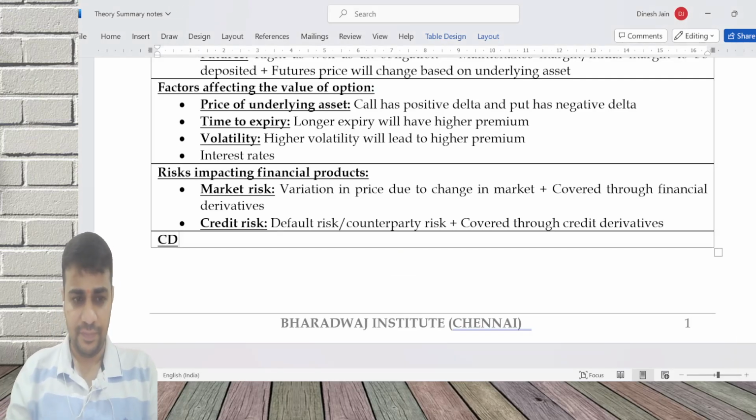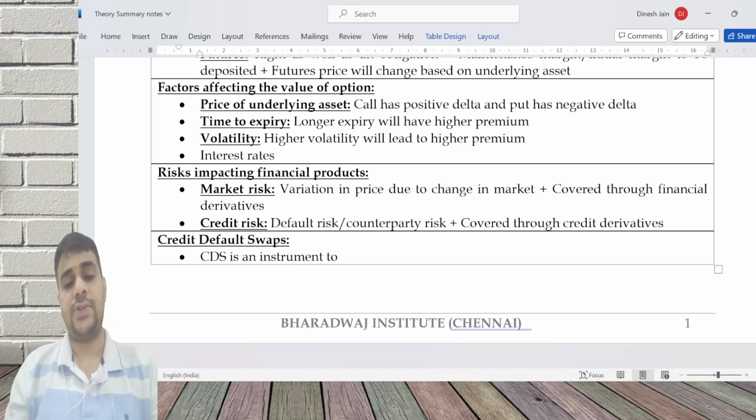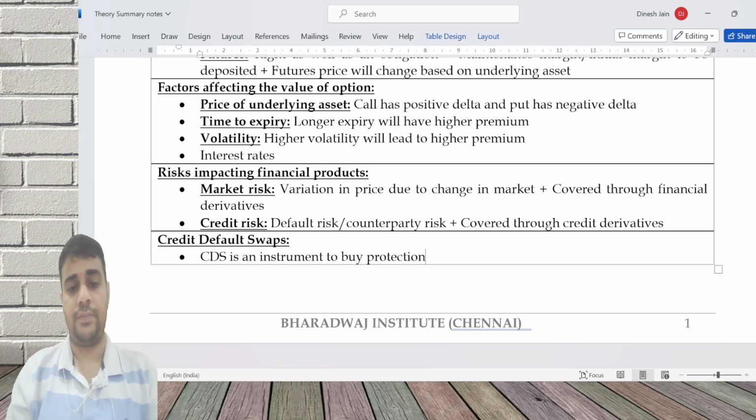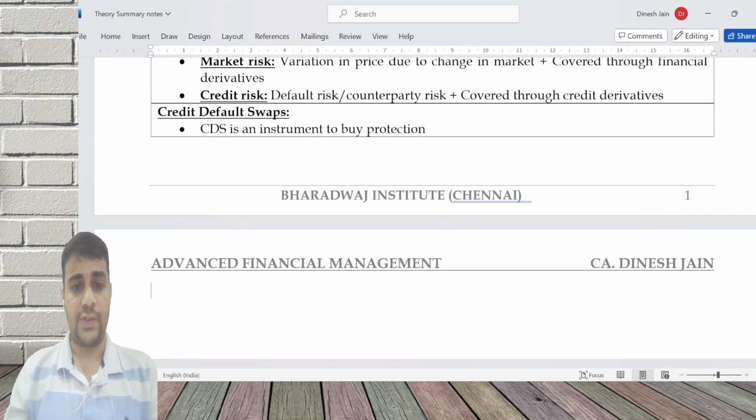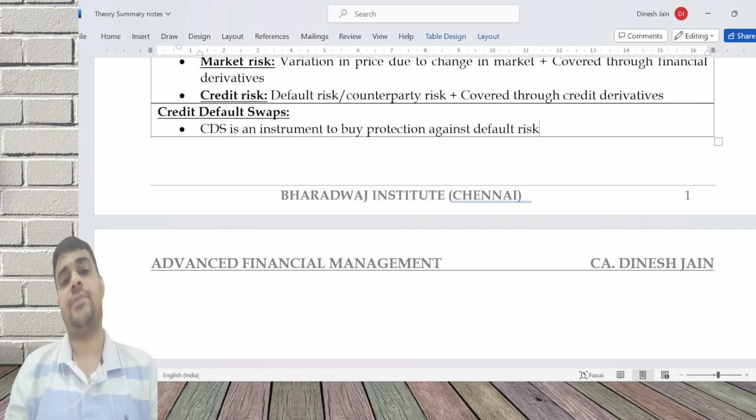CDS. We have already seen this in detail in problem solving area, so I am not explaining in detail now. Credit default swap: CDS is an instrument to buy protection against default risk.